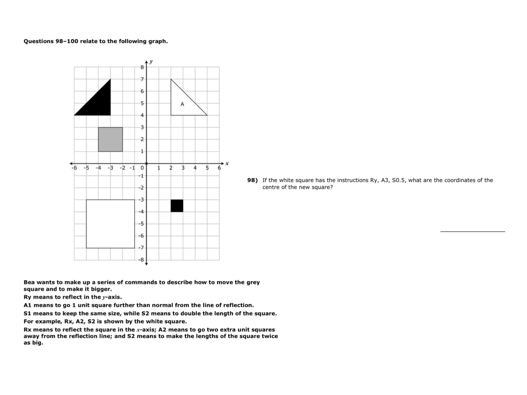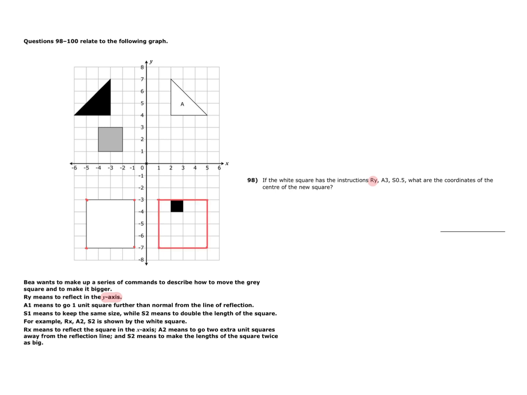98. If the white square has the instructions RY, A3, S 0.5, what are the coordinates of the centre of the new square? Let's start first of all with RY, which means to reflect in the y-axis. So that means that this vertex of the square will be here, this one will be here, this one will be here, and this one will be here. So this is the square once it's been reflected in the y-axis.